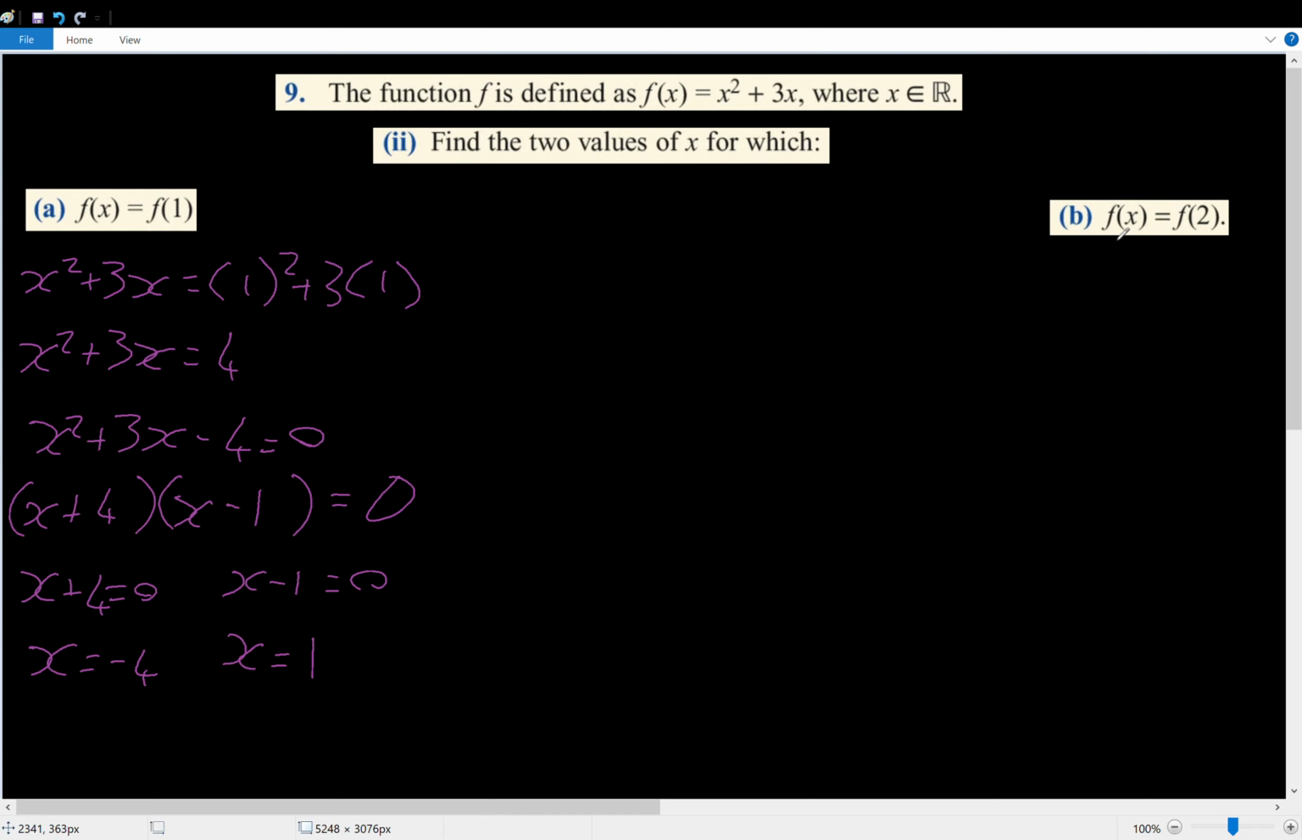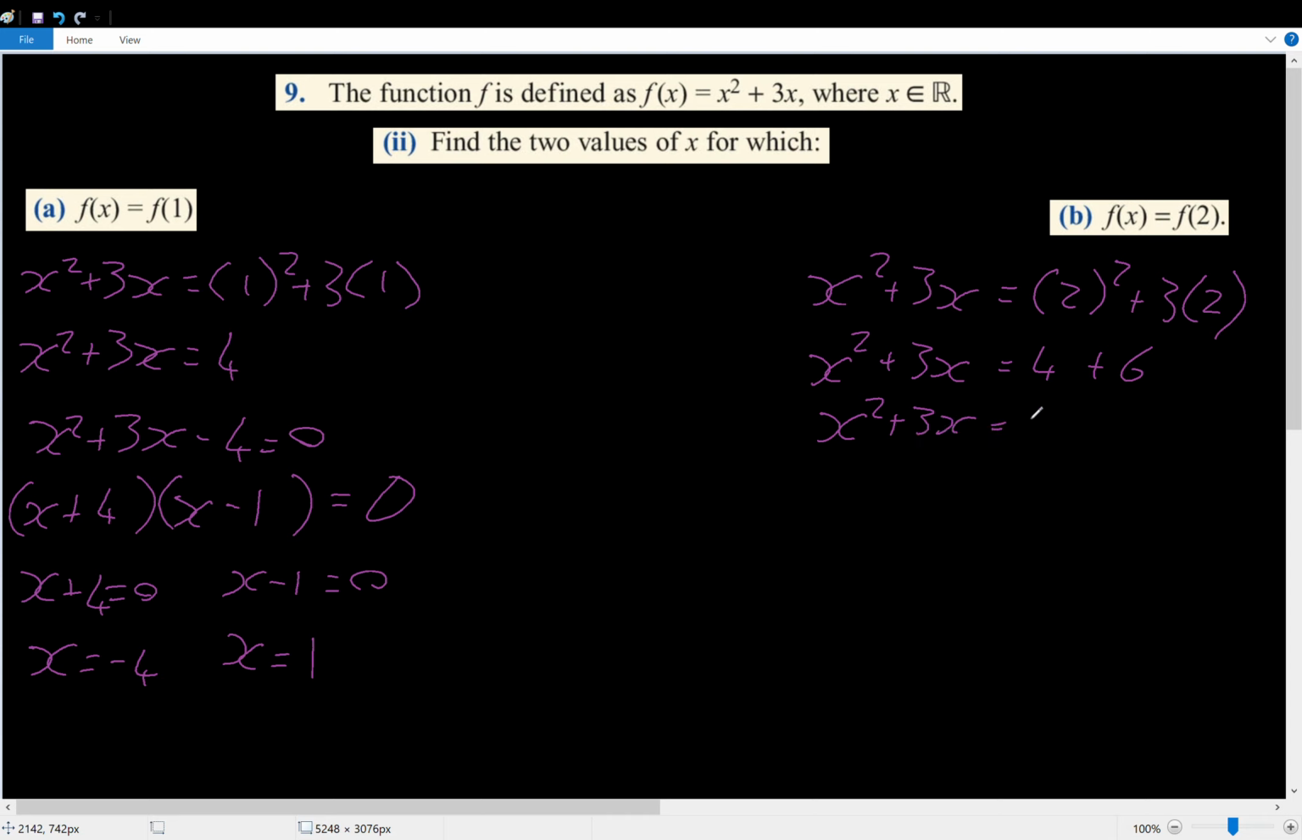In part B, we're asked to find the value of x when f of x is equal to f of 2. So again, we're going to do the same method as before. We're going to rewrite it. So instead of f of x, we're going to write down our function, which is x squared plus 3x. And that's going to be equal to, and then we're going to put 2 through our function. So it's going to be 2 squared plus 3 times 2. And then we're going to work out what goes on the right hand side there. So 2 squared is 4 and 3 times 2 is 6. So we're going to end up with x squared plus 3x is equal to 10.